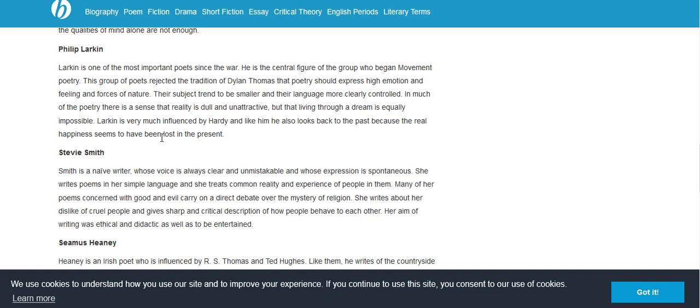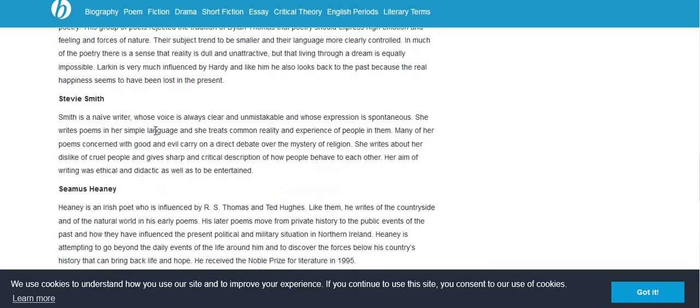Larkin is very much influenced by Hardy, who is concerned with real life, the struggle of real life, and the enjoyment, sorrows, sufferings and joys of real life. So they are different from other imaginative poets like Dylan Thomas, poet of nature. Stevie Smith.